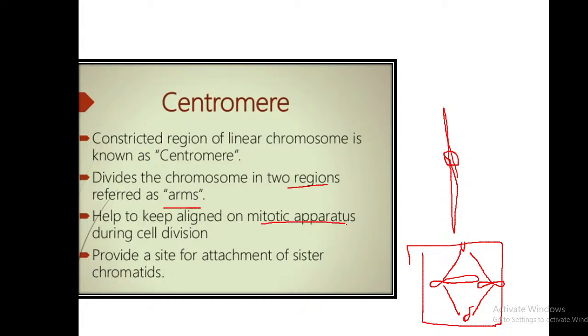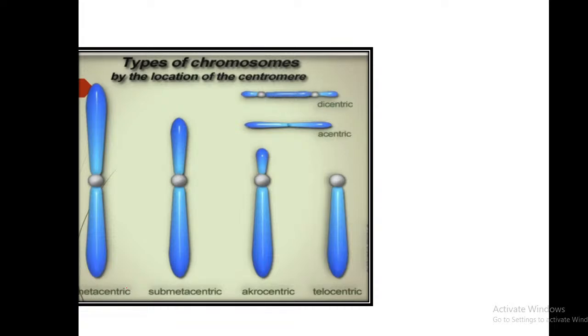So during mitosis, the chromosomes are pulled equally to either sides of the poles when the mitotic spindle attaches on this centromere. The mitotic spindle comes from the centrioles. Through depolymerization, it constricts and the chromosomes are pulled to either ends of the cell, and it provides a site for the attachment of chromatids.